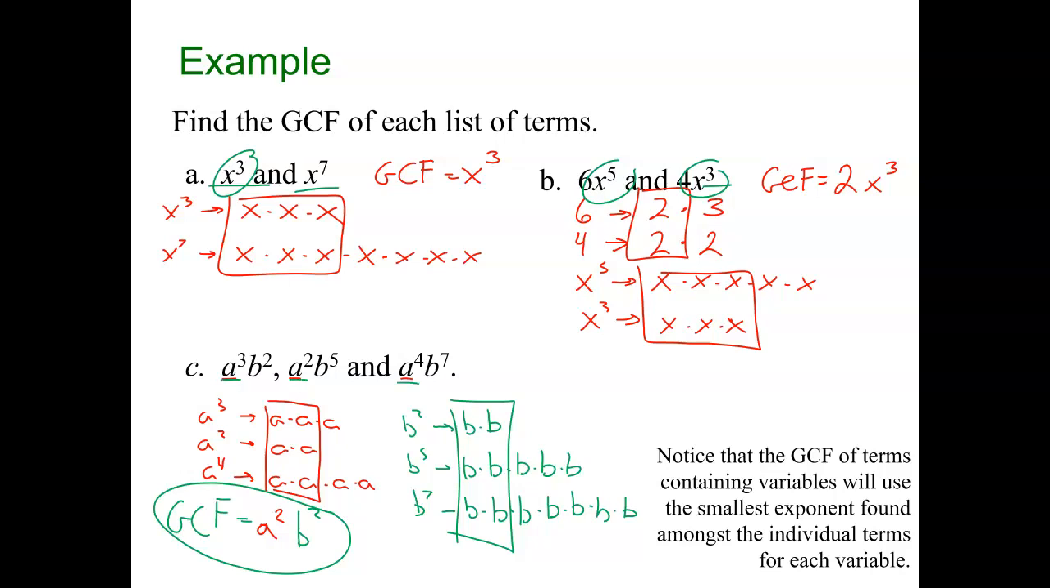My a's, the lowest exponent on an a was a 2. For the b's, the lowest exponent was also a 2. So that's going to be the GCF with my exponents. So the exponents are going to be a lot easier. You're going to look for the lowest value among your exponents on each variable, and that's what you use for your GCF.